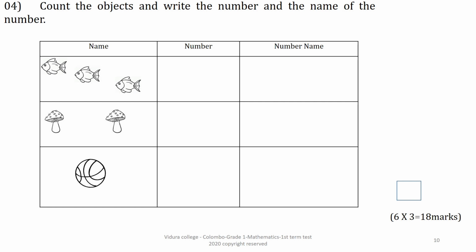Okay, shall we go to the second one? Right, in that box, there are some mushrooms. Count how many mushrooms are there and write the number in the middle box and number name in the last box.